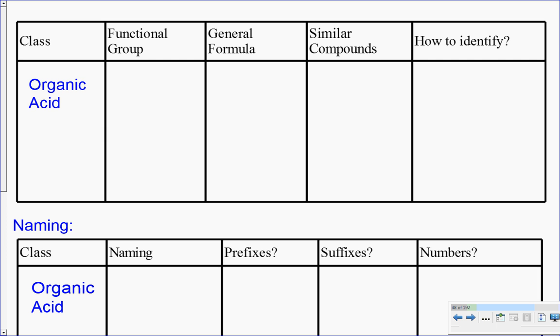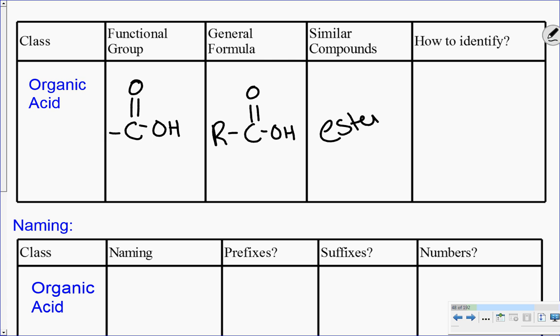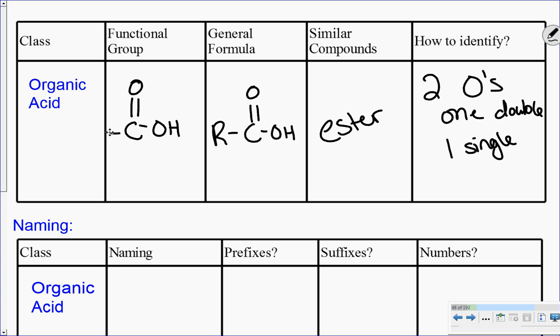We're starting with the organic acids, which have what we like to call the COOH group, a double bonded O and a single bonded OH, which falls at the end of a chain of carbons, or the beginning, I guess, depending on how you look at it. These are most closely related to the esters and can be identified by the fact that they have two oxygens. One is double bonded, and one is single bonded with an H on the end of it.